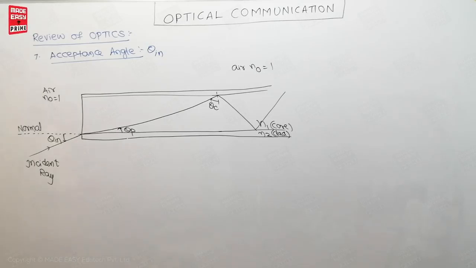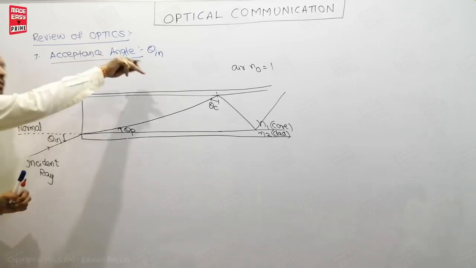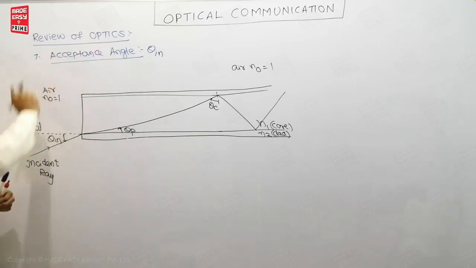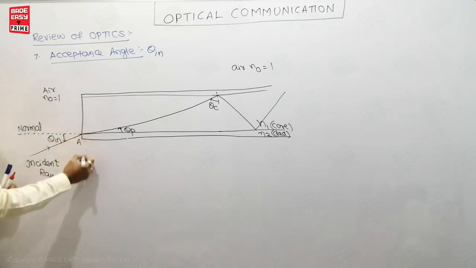The definition of acceptance angle is the maximum angle at which an external light ray may strike the interface, enter into the fiber, and also propagate through the fiber. So this is called the acceptance angle. This point is called A.